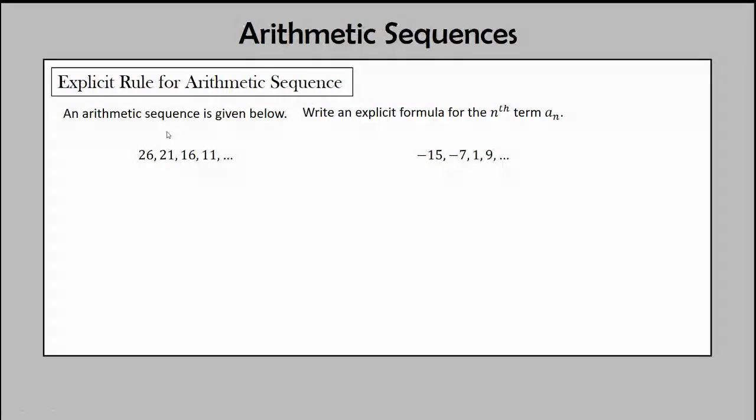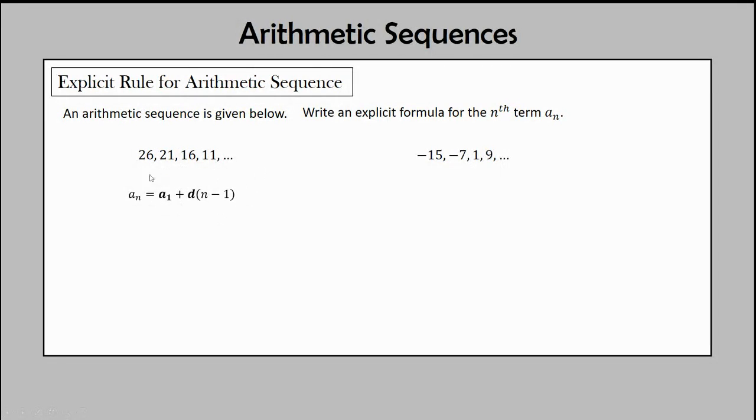So this says there's an arithmetic sequence below. Write the explicit formula for the nth term of the sequence. All right, so we're going to jump right in here and write the rules. It's a formula, if you will, to generate whatever term of the sequence we want. There's two things we have to know to be able to write an explicit rule for an arithmetic sequence. One is the common difference, your d, and the second one is your first term of your sequence. Those two things we can find right here by looking at it.